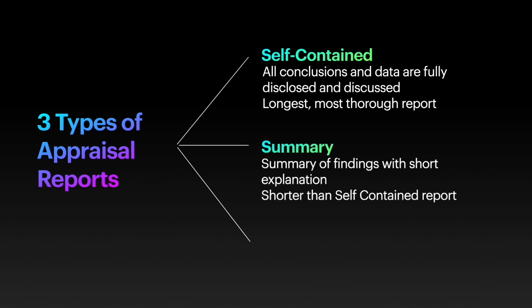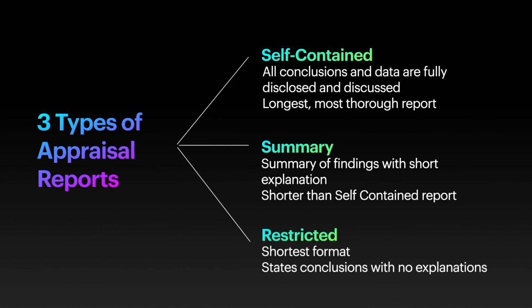Next is the summary. So that's just a summary of findings with a short explanation. So you can remember summary as shorter than the self-contained report. And last is the restricted report. So that's the shortest format. It just states the conclusions with no explanations. So restricted, you're getting restricted conclusions with no explanations.